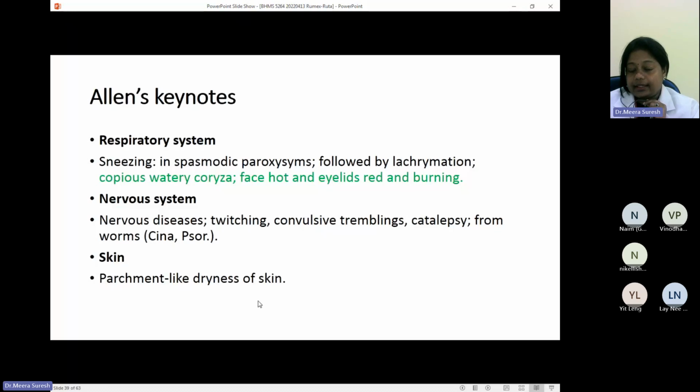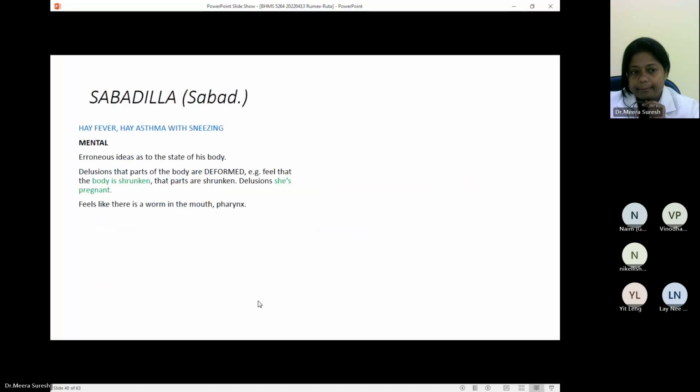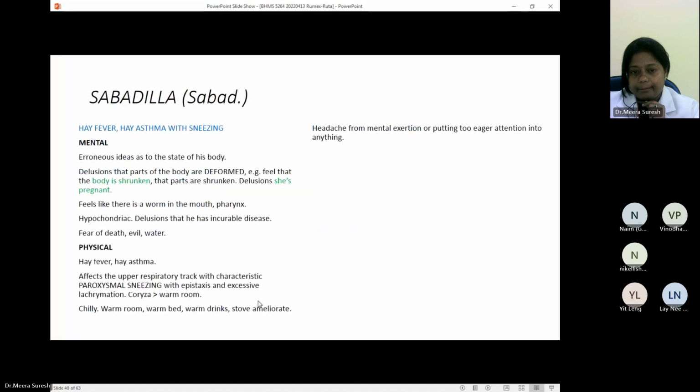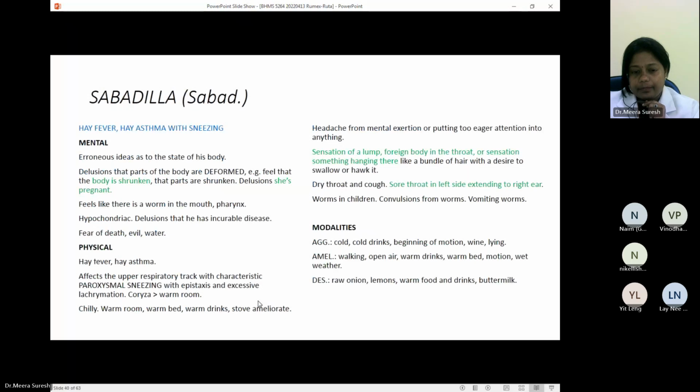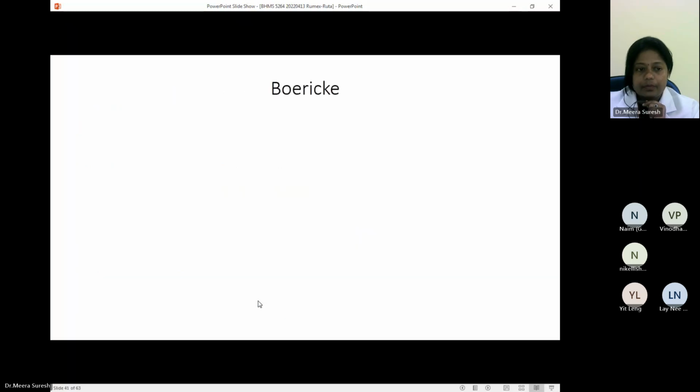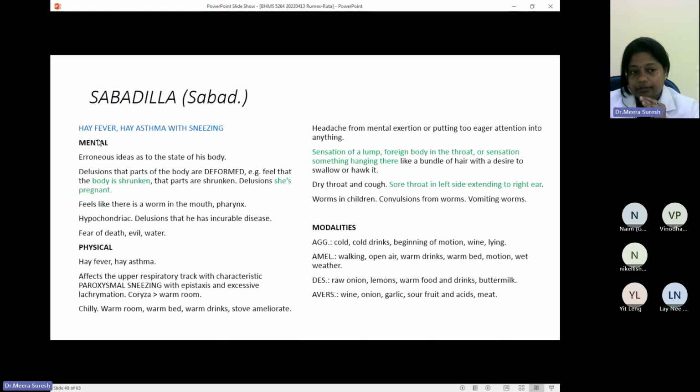Skin, it will be dry skin. In the keynote, it is saying only dry skin, but in Clarke, they have given more clarification with regard to the dryness. It can be given for thick skin, callousness. We can give this remedy. So this is a remedy for hay fever, hay asthma with sneezing.